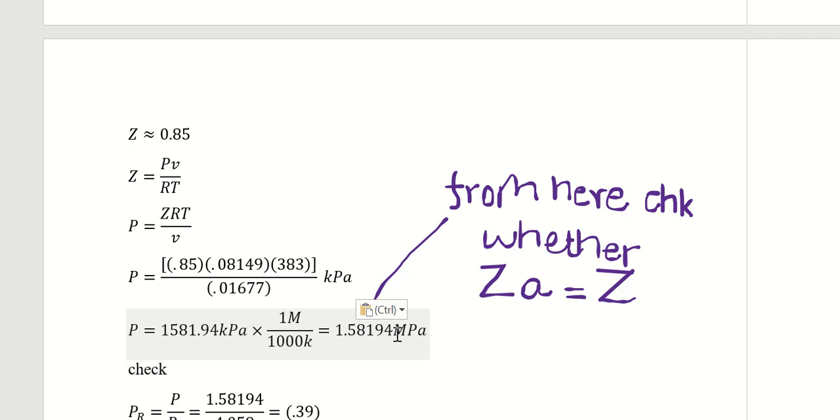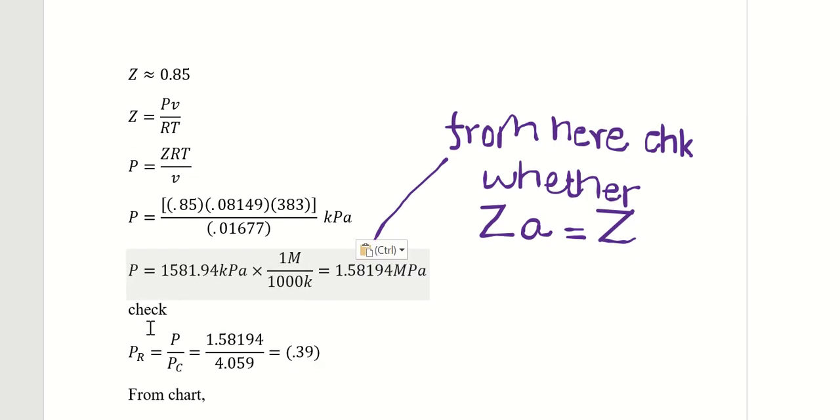So they told us to compare our values with the chart. Before you go anywhere, remember we are using an assumption of Z equal to 0.85. So after getting this value of pressure, you have to check whether the assumed compressibility factor is the actual compressibility factor you would get if the reduced pressure was given. So how are you going to do that? You want to check.